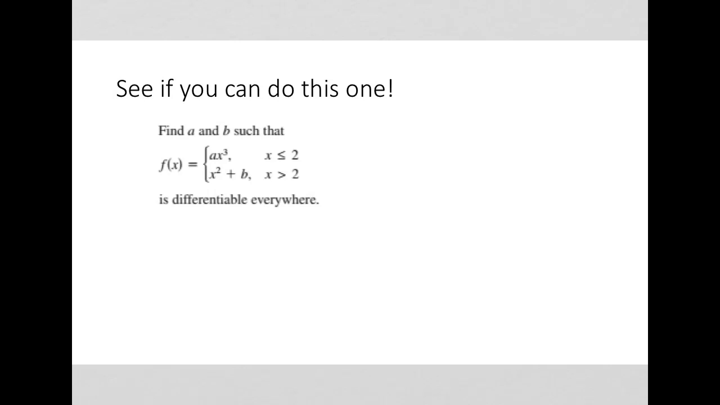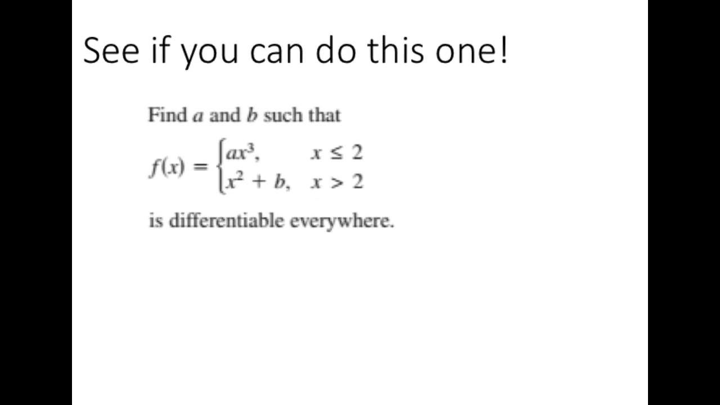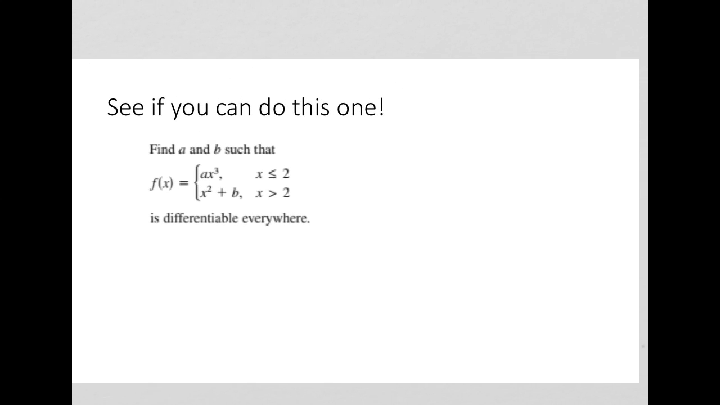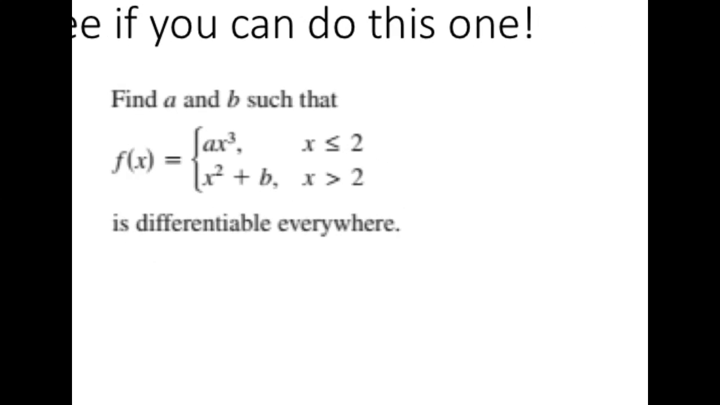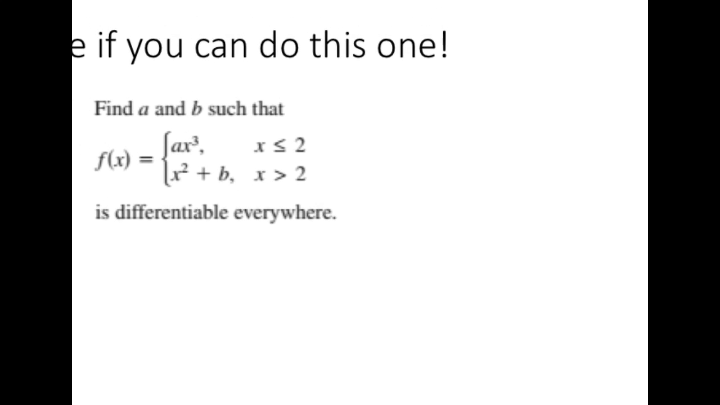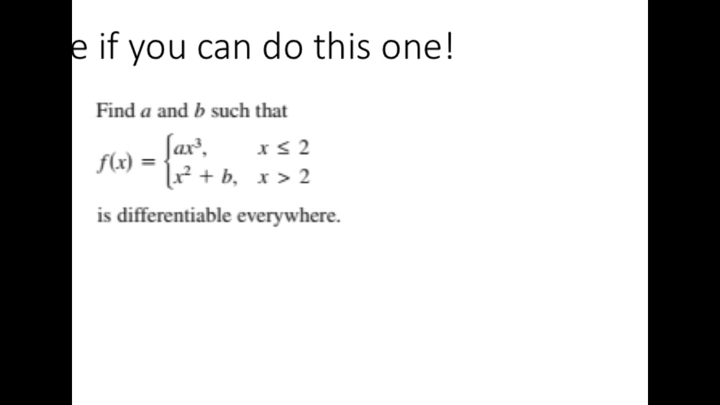So now we're going to look at some problems that you probably could have guessed were coming, the unknown value problems. So we want to make this function differentiable everywhere. So we need the two branches to equal each other at the x value of 2, and we need the derivative of the two branches to equal each other at x equals 2.